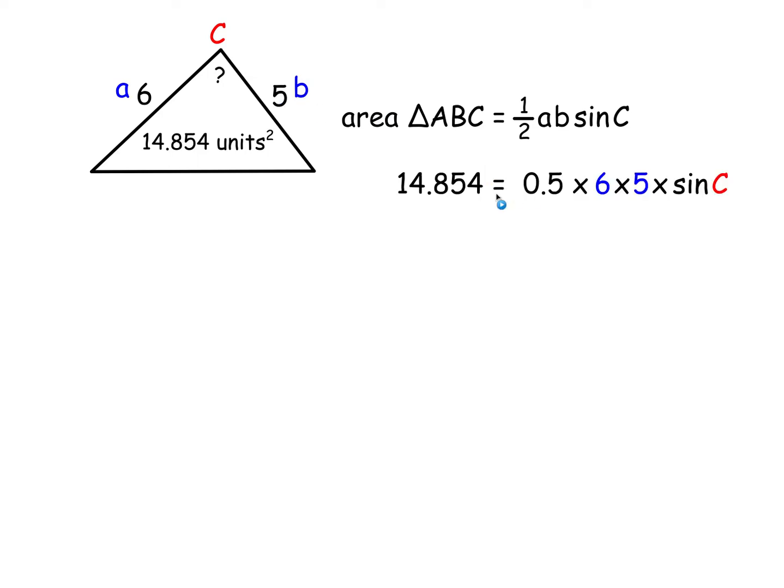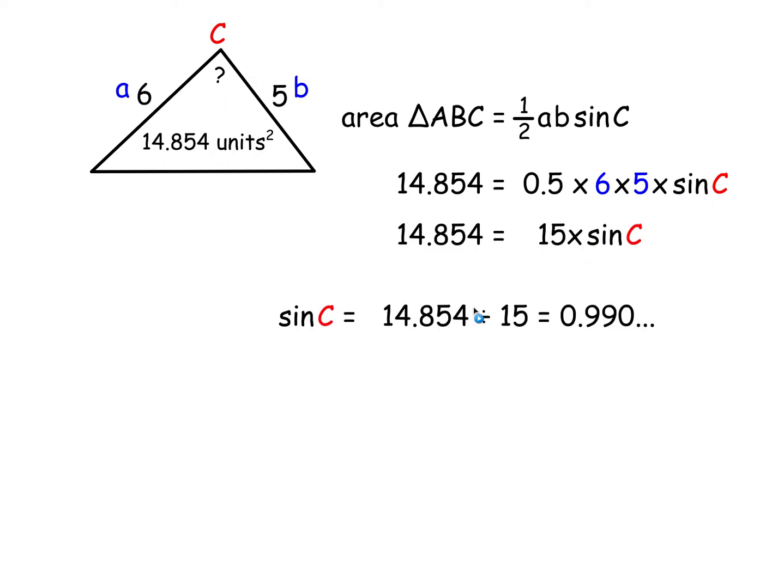Put these into the formula. There's the area going in, A and B. Trying to find angle C. 0.5 times 6 times 5 is 15. Divide both sides here by 15 to isolate sine C. Don't round anything or you knock the answer out.